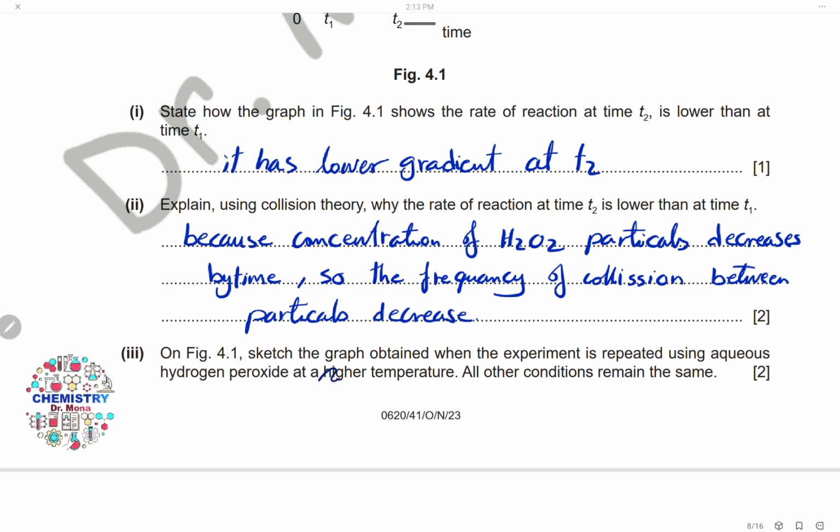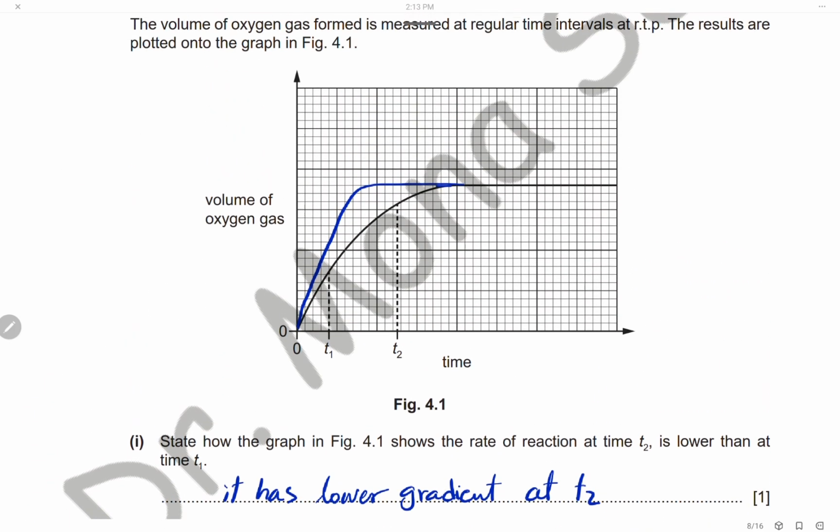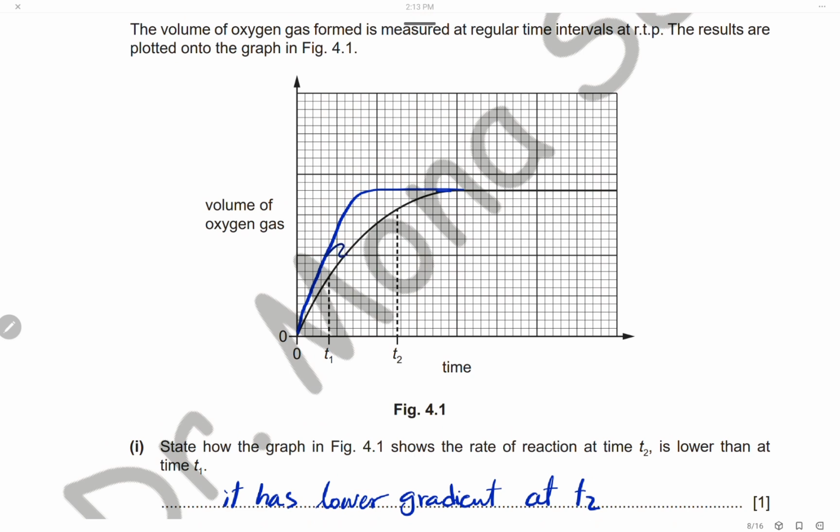Of course, increasing the temperature will increase the rate of reaction, so we will have the graph with higher gradient at higher temperature. So we will draw the graph that represents the shape of the graph at higher temperature.